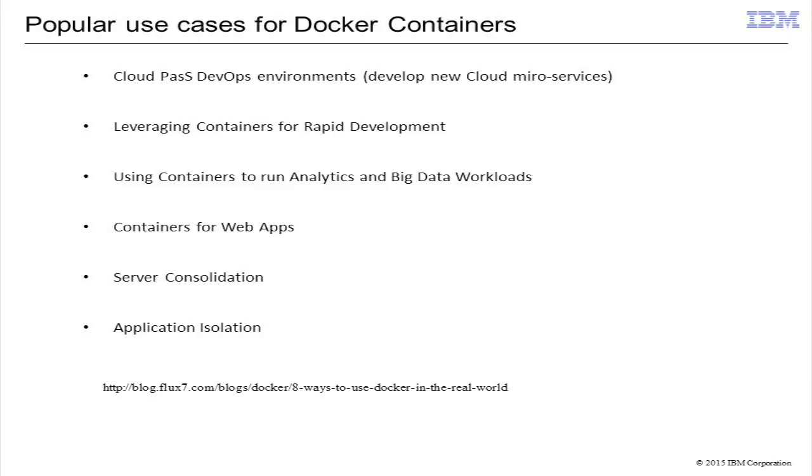One of the things we're noticing about containers is that it's very popular to run analytics and NoSQL big data workloads. You can also use containers for web apps. For example, WordPress would be a good example of that. Server consolidation scenarios are very well aligned for containers, with lots of density involved, and application isolation: App A and App A Prime can be isolated from each other via application containers.